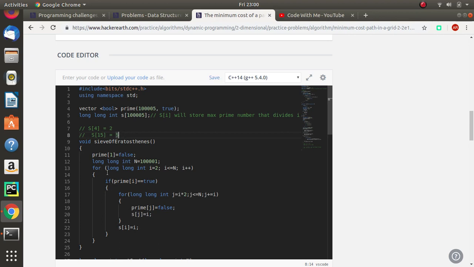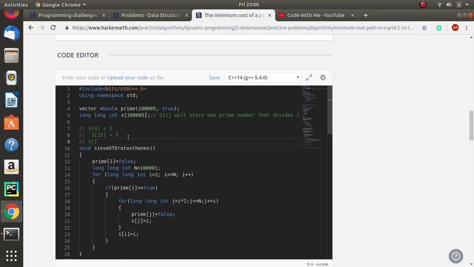So in this one, if the number is not prime, then in the multiples of that number we are marking s of j as i. So the j number will have maximum prime as i. And if the number itself is prime, then the maximum factor that divides it will be itself. For example, s of 3 will be 3 only, because 3 is prime, there is no other one to divide. So for prime we are marking s of i as i only. In all other cases we will just mark the multiples j as i.